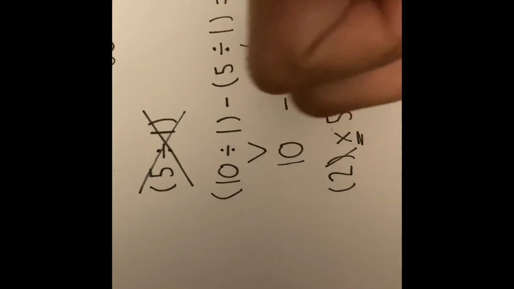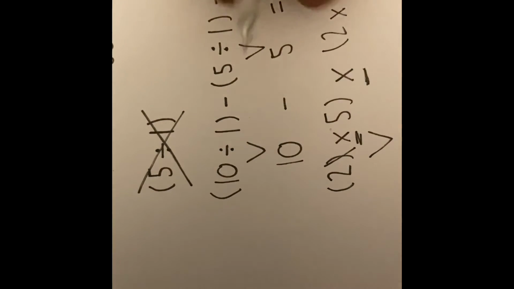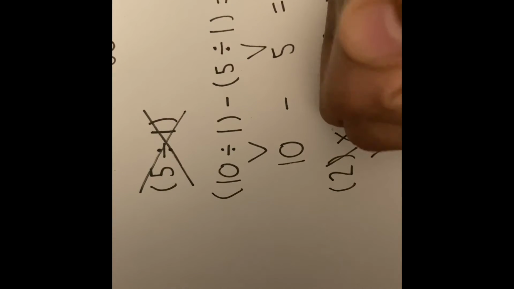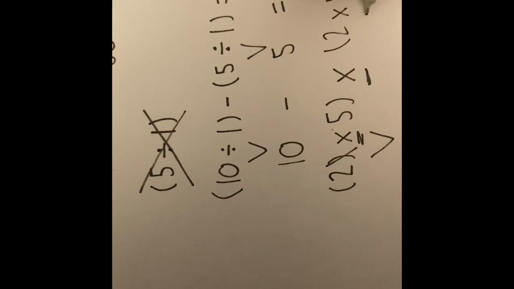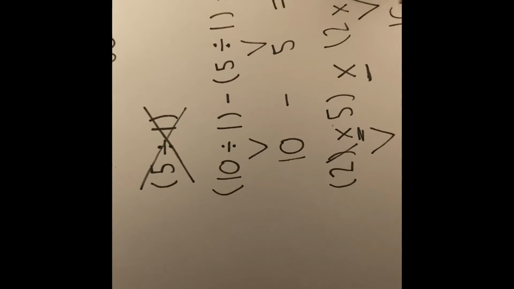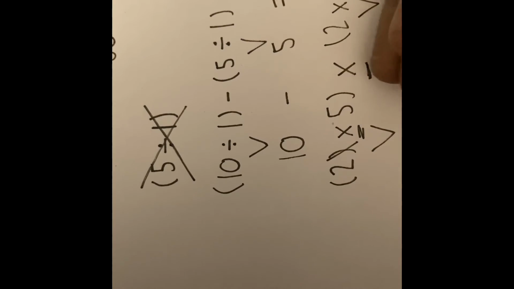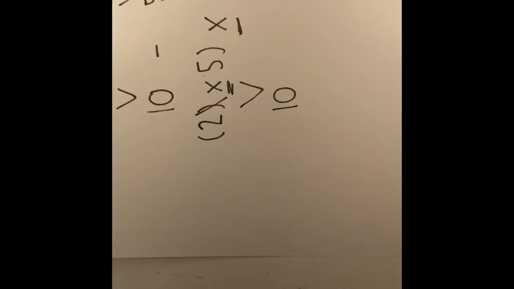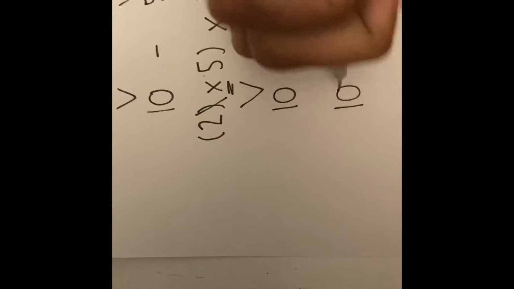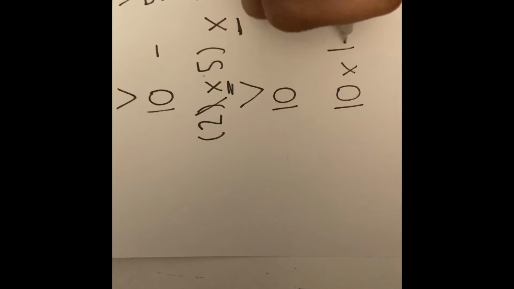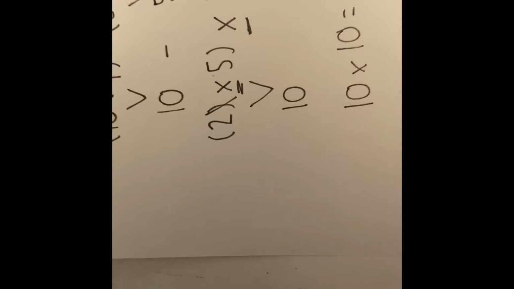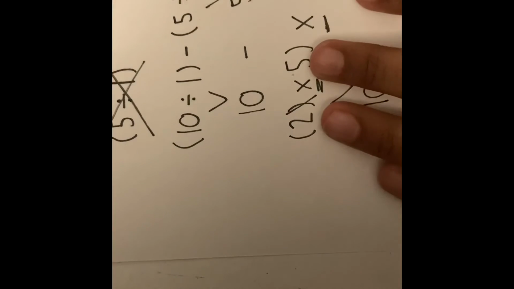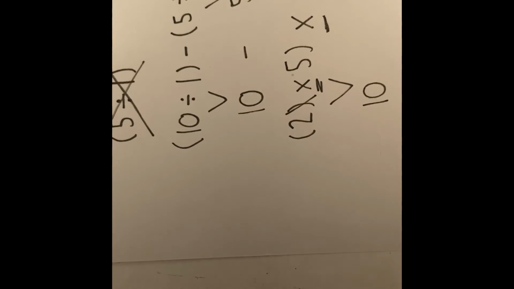Okay, solve this. So 2 times 5 equals 10. Another 2 times 5 equals 10. So this equation becomes 10 times 10 equals 100. So yeah, that's how you do partial products.